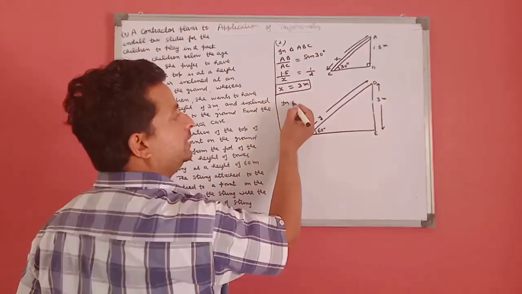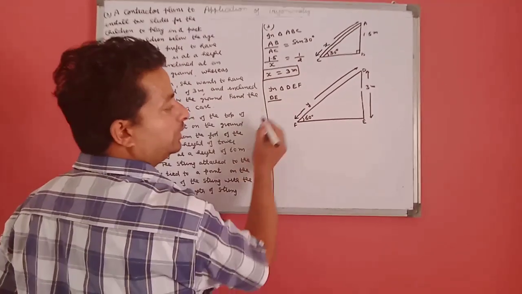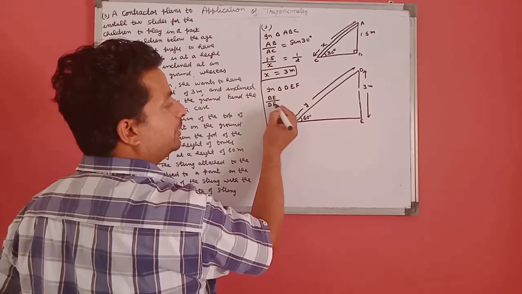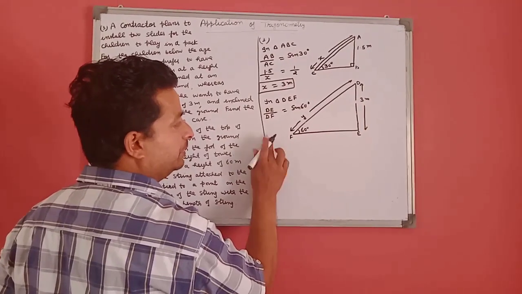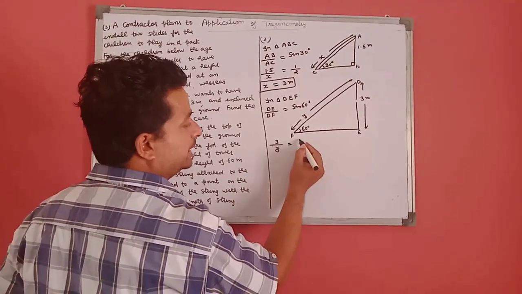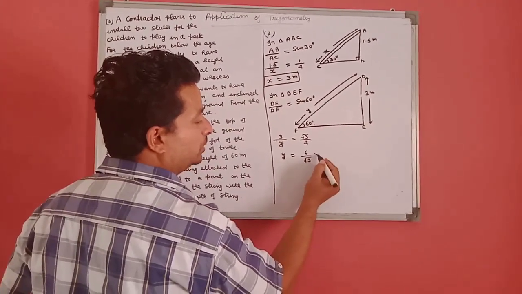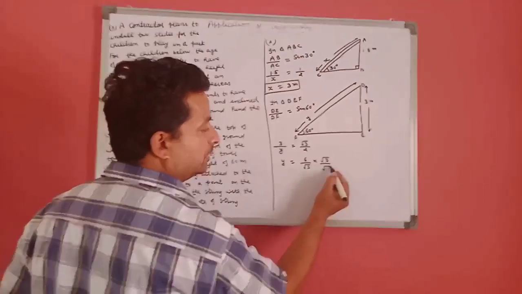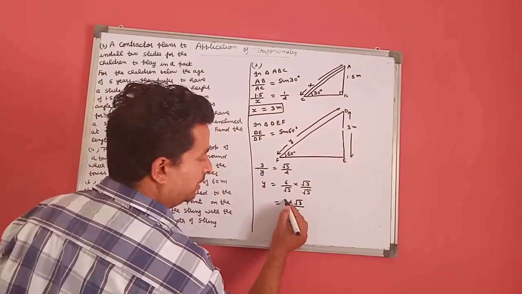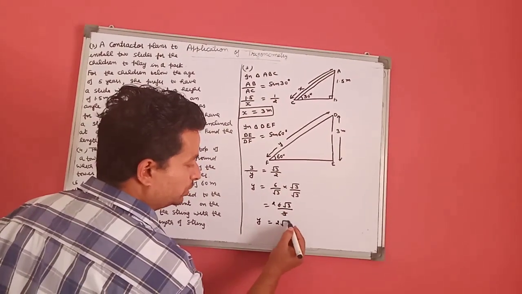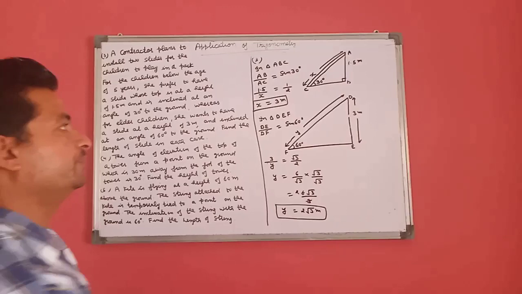In the second case, in triangle DEF, DE is the perpendicular and DF is the hypotenuse. P upon H is sine 60. So DE is 3 upon y. Sine 60 is root 3 upon 2. When we cross multiply, y is 6 by root 3. When we rationalize this, it becomes 3. y is equal to 2 root 3 meter. This is the length of the slide in the second case.